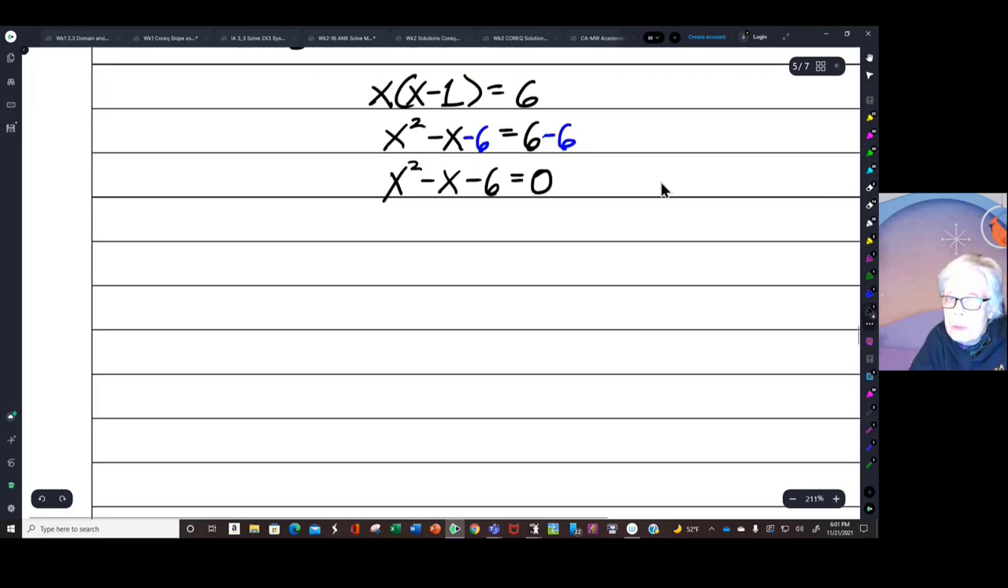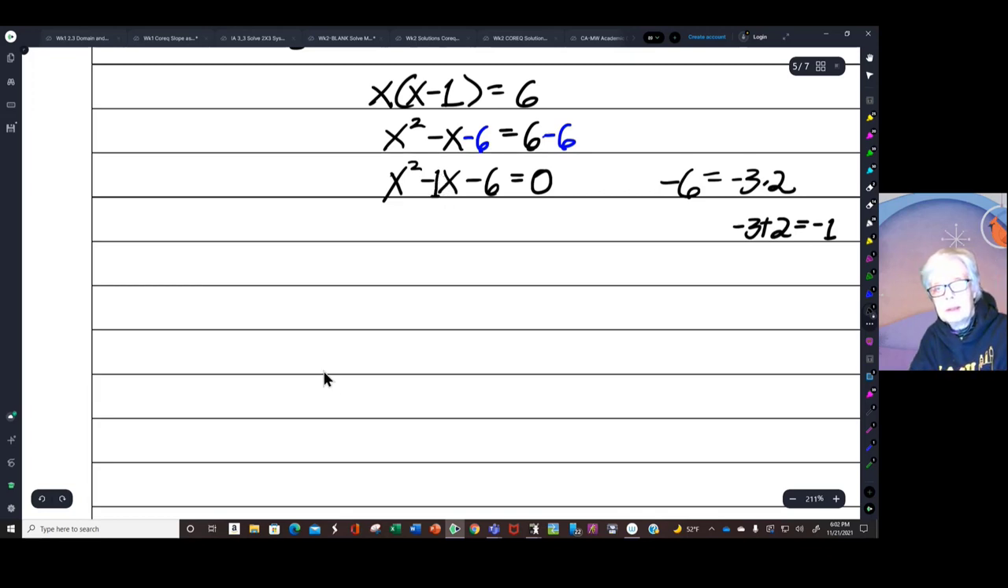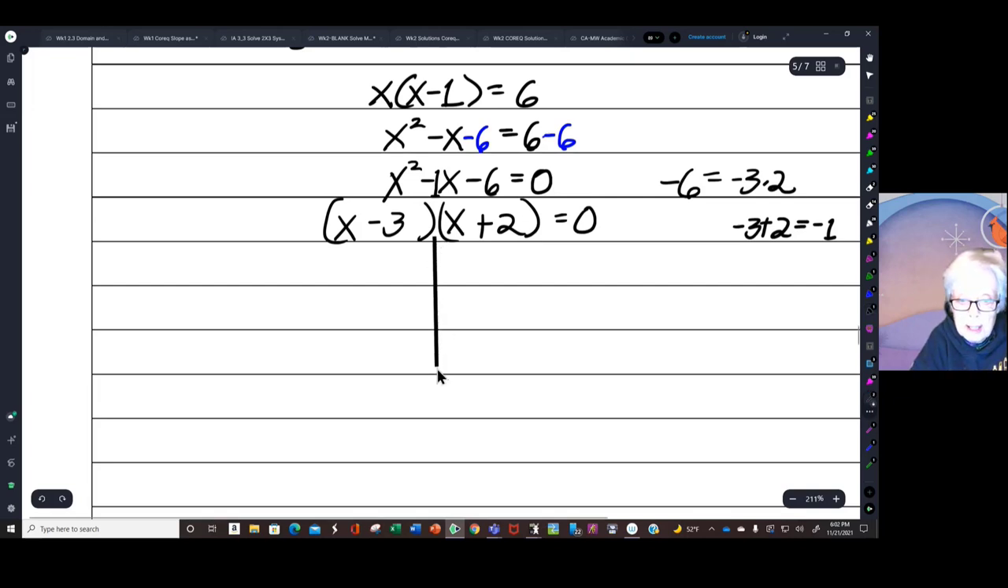Negative 3 times positive 2. Here we're going to have negative 3 times positive 2 because negative 3 plus positive 2 equals negative 1, and we have a negative 1 there. So x minus 3 times x plus 2 equals 0. Yeah, I'm gonna cheat a little bit. Their lines are so much better than mine. Okay.